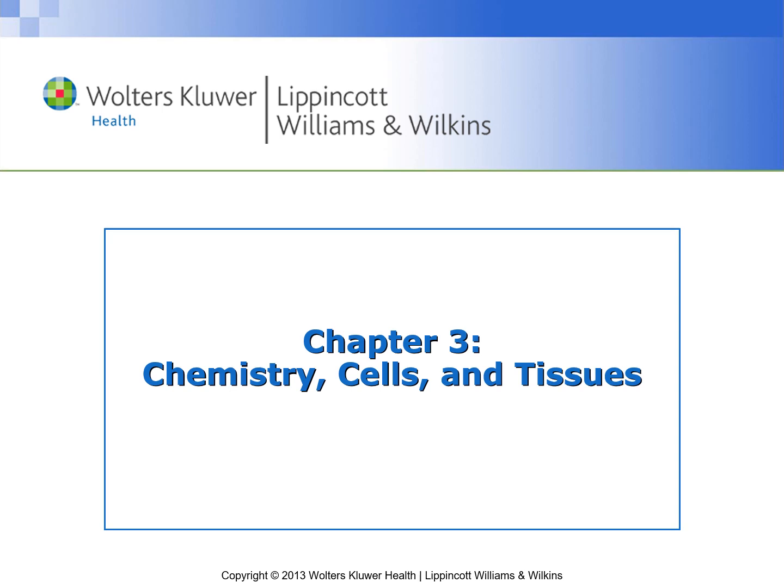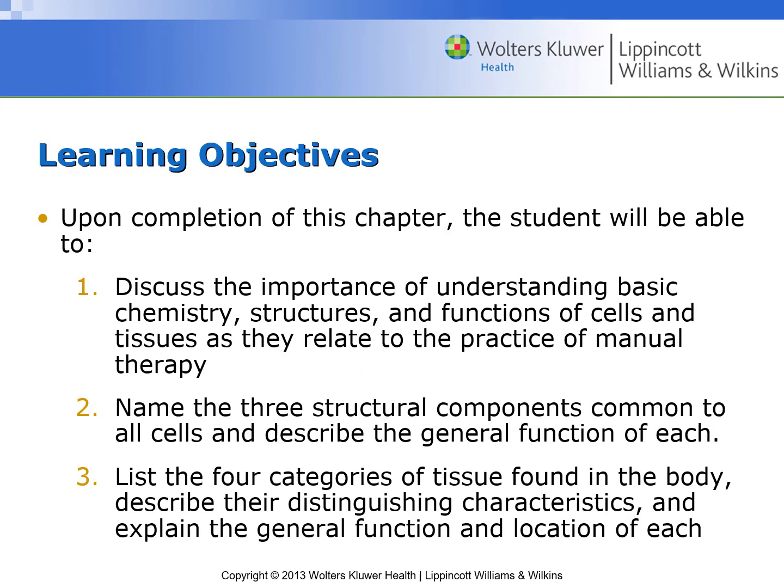And today we are looking at chapter 3, where we will discuss chemistry, cells, and tissues. In terms of our learning objectives, upon completion of this chapter, the student will be able to discuss the importance of understanding basic chemistry, structures, and functions of cells and tissues as they relate to the practice of manual therapy, name the 3 structural components common to all cells and describe the general function of each, list the 4 categories of tissues found in the body, and describe their distinguishing characteristics, and explain the general function and location of each.